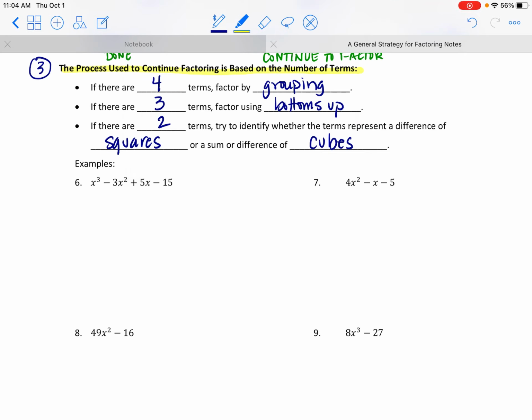Let's see if we can highlight here. If we have 4 terms, then we're going to use grouping to factor. So these terms, notice, are in order. There's no GCF, so we have 4 terms. Let's cut this into 2 groups.